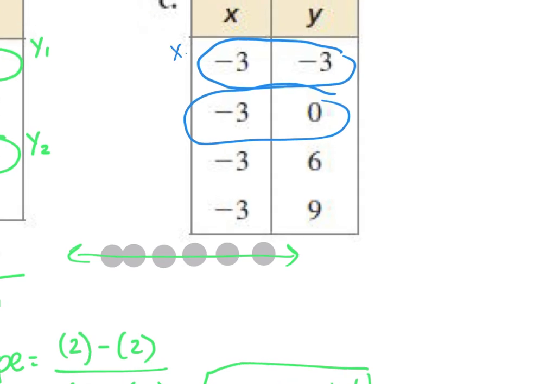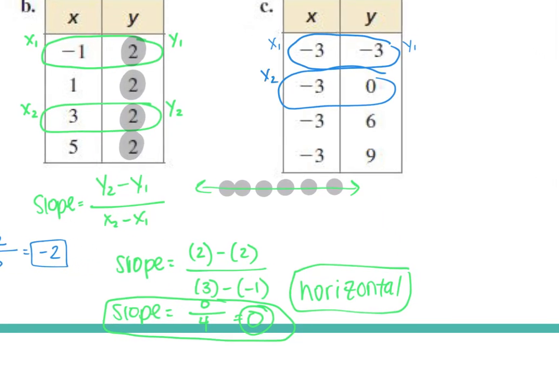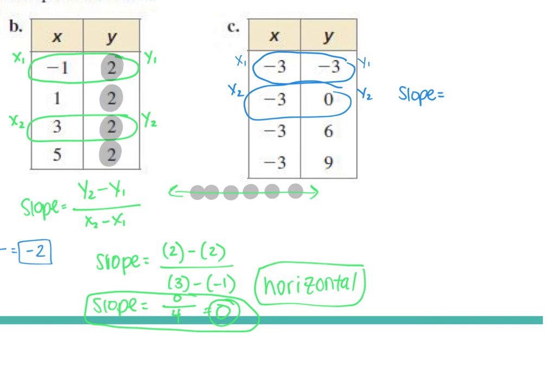Let's make our first coordinate x1, y1. And let's make our second one x2 and y2. Remember, our slope formula is equal to y2 minus y1 all over x2 minus x1. So our slope is equal to 0 minus y1, which is negative 3, over x2, which is negative 3, minus negative 3.